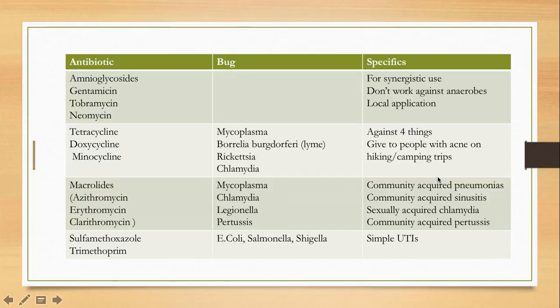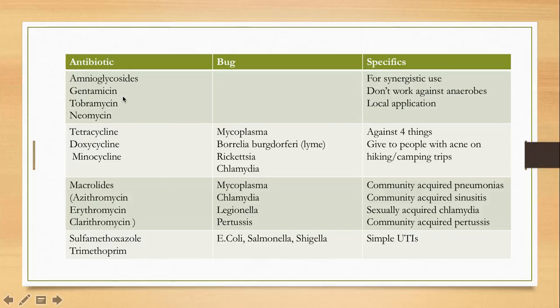The next one is your aminoglycoside antibiotics. So these are your mycin antibiotics, or your gentamicin, tobramycin, and neomycin. So just these three, they are not very good. We don't like them very much because they cause a lot of toxicity. So we therefore use them now only in the setting of local problems. So you can use them for local application. They don't work against anaerobes. They are only good for synergistic use.